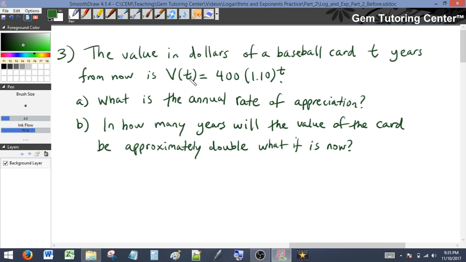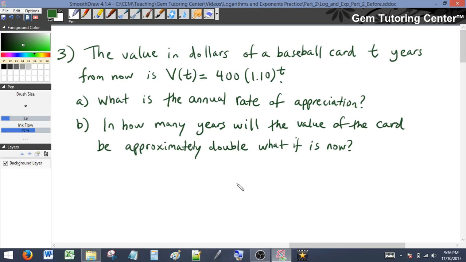The value in dollars of a baseball card t years from now is V(t) = 400 × 1.10^t. Part A says, what is the annual rate of appreciation? And B says, in how many years will the value of the card be approximately double what it is now?